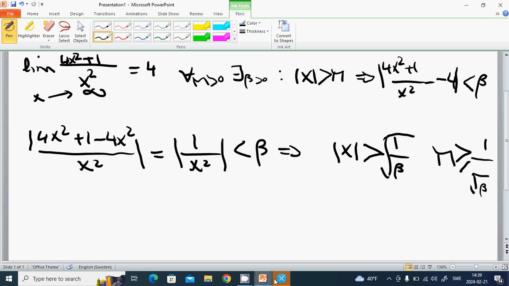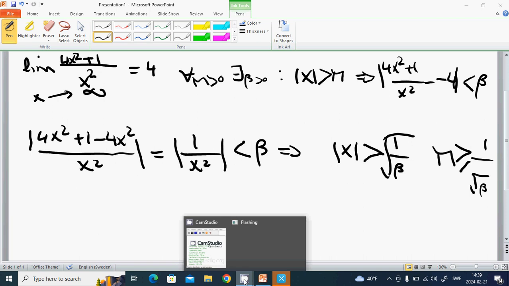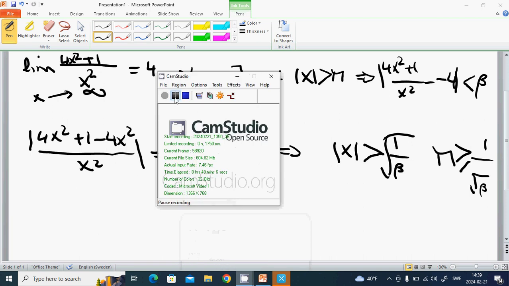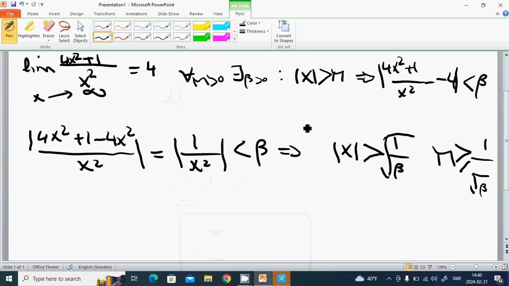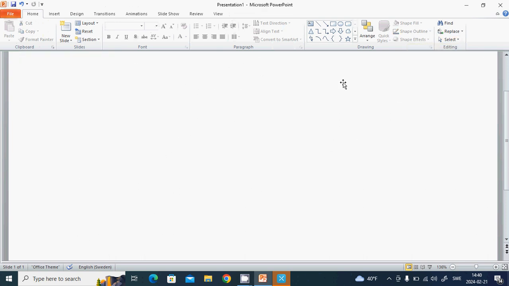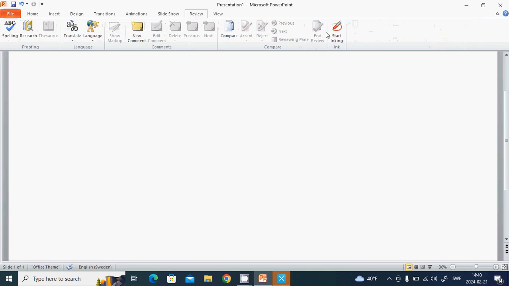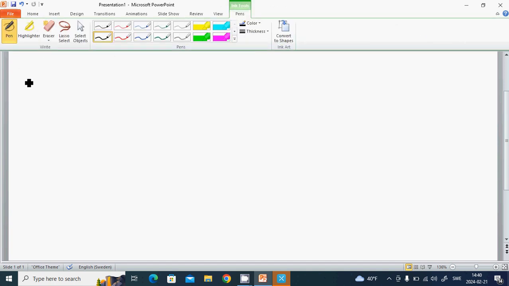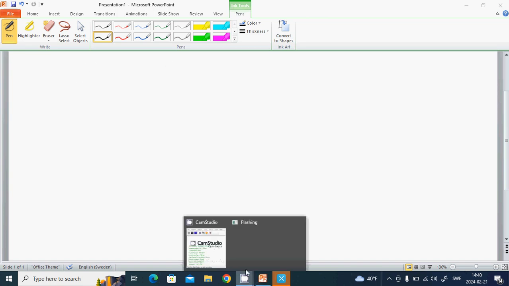I pause to see another example a little. Okay, we are going to continue with another example that you also see in a lot of different ways. Just a second, please.